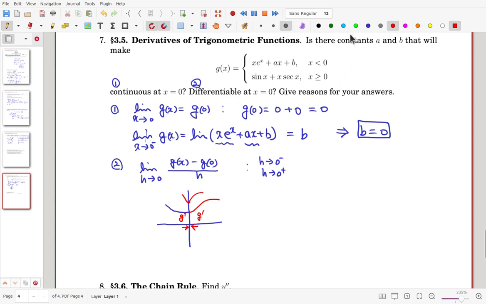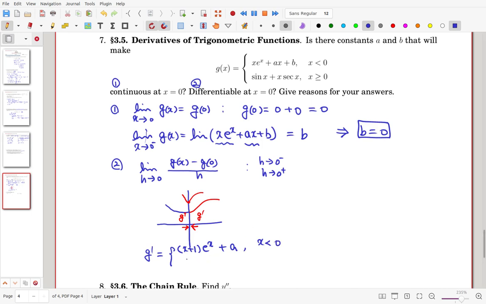Okay, here, so we'll make a derivative. Here G prime, for the left-hand side, is the same as x e to the x, which is x plus 1 times e to the x, and the derivative, plus a. That is when x is negative.